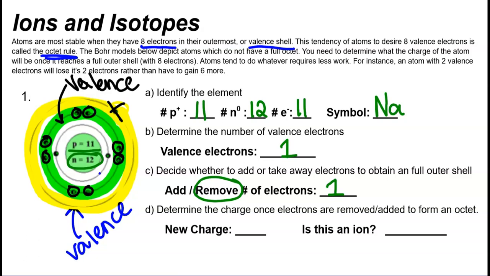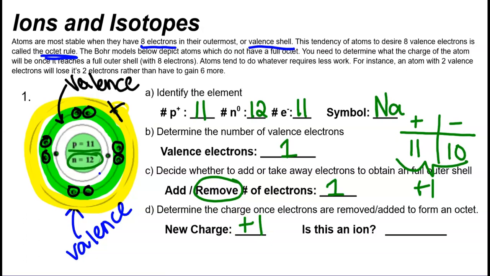Now, it says determine the charge once the electrons are removed or added to form an octet. So we started out with 11 protons, so 11 positives, and 11 electrons, but now we removed one of those 11 electrons. We only have 10 electrons left. So now if we have 11 protons and 10 electrons, that gives us an excess of 1 proton. So we have a +1 excess. So we have a new charge of +1. So is this an ion? Yes, because we have a charge. Yes, this is an ion.